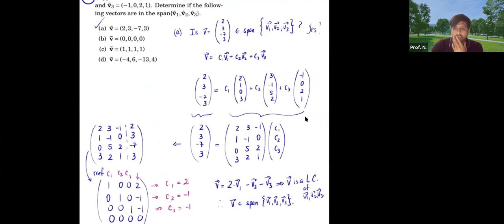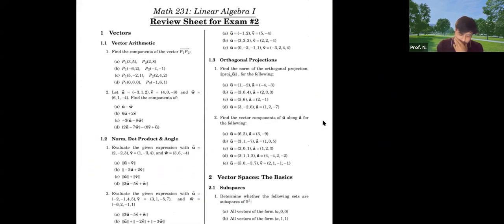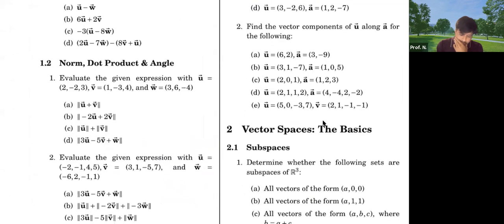Okay, so Saida was next. Can you do 1.21c? So 1.21c. So this one here, 1.21c. Yes. Okay.